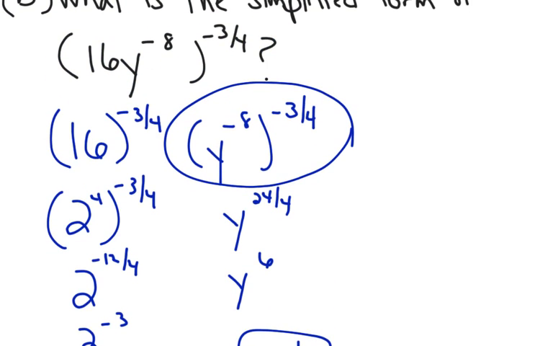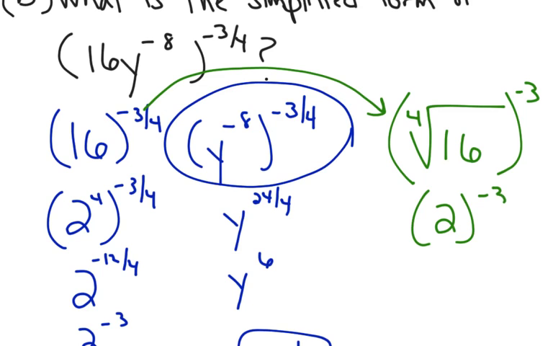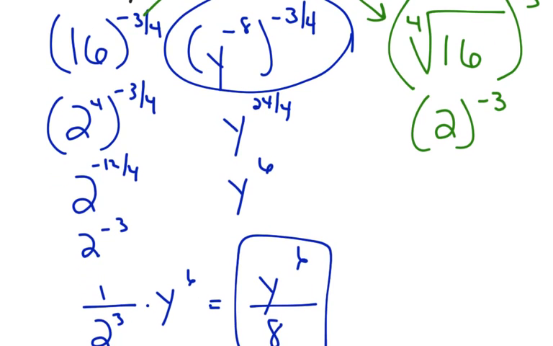The other way that you could have dealt with 16 to the negative 3/4 power is you could have done the 4th root of 16 and then raise that to the negative 3rd power. Well, the 4th root of 16 is 2. And then 2 to the negative 3rd power is 1 over 2 to the 3rd, which is still my 1 over 8. Either way was an acceptable solution.